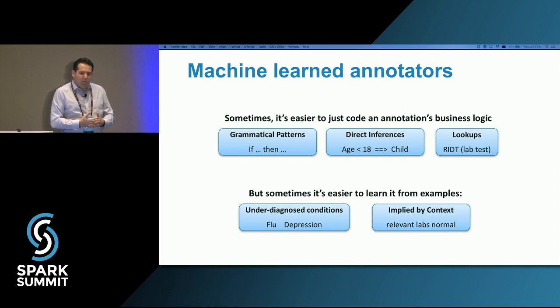So if the question is, how many people with depression do we actually have? Or how many people with the flu are actually in the hospital? You need to look at other clues, right? You need to look at people who seem to have the same symptoms. And that's a classic machine learning problem.